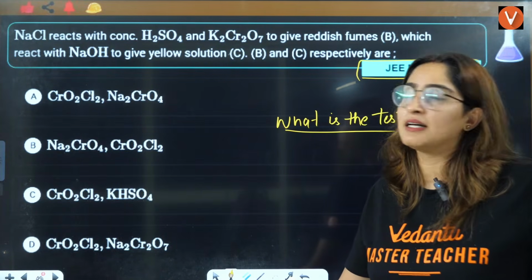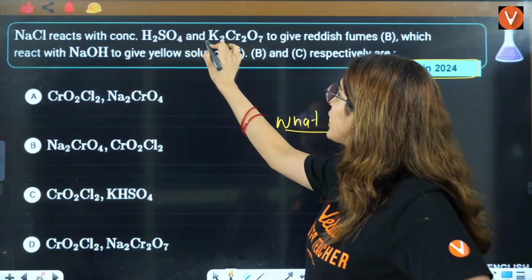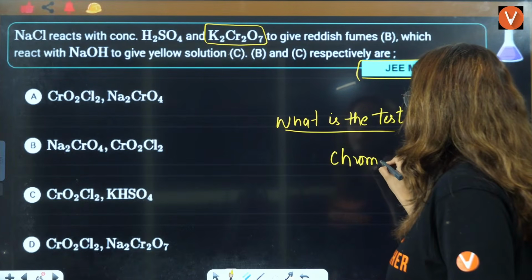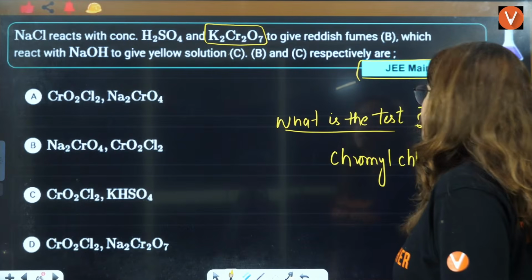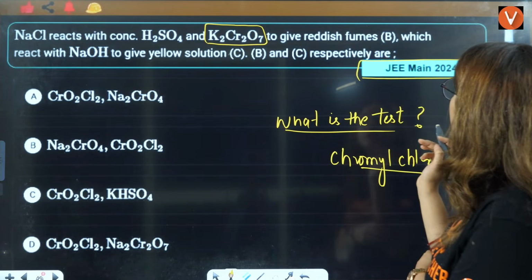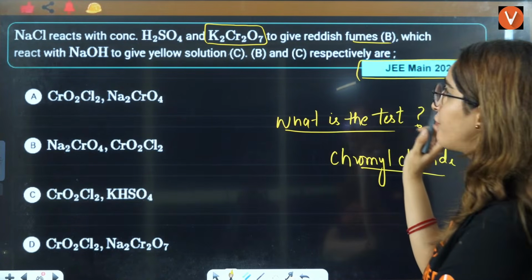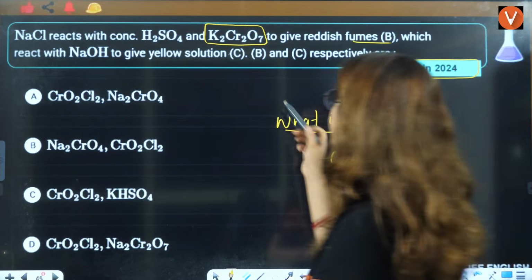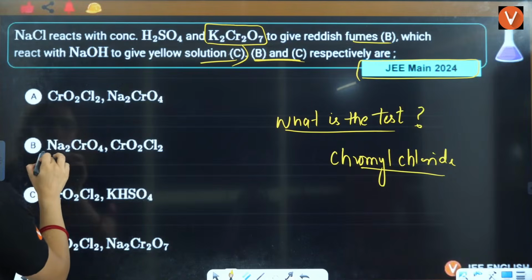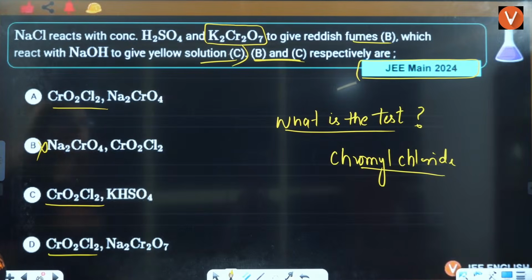Very important. NaCl has chloride, and it will react with K2Cr2O7. That is the chromyl chloride test. What is formed here? CrO2Cl2 is formed, reddish fumes, which react with NaOH to give yellowish fumes. B and C they are saying, so this is not correct. CrO2Cl2.